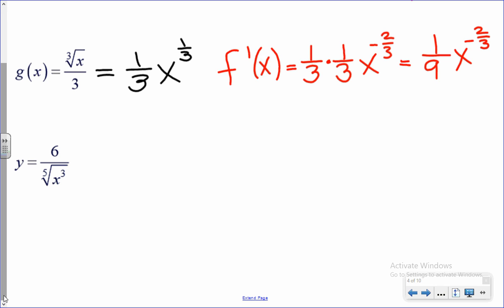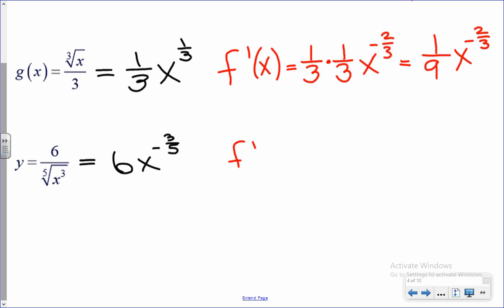Currently, does this look like ax to the n? No. Okay, so let's rewrite it. We have 6x raised to the, if the 5th root of x cubed is in our denominator, how do we have to write the exponent for x? Negative 3/5. Negative because it's in the denominator. And then remember, whatever the root is would be the denominator of our exponent.